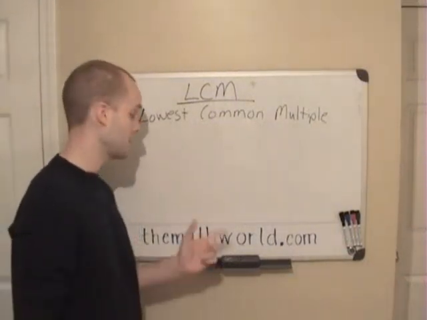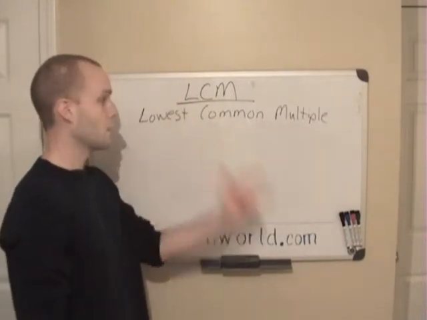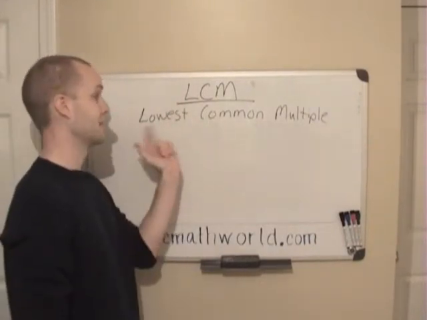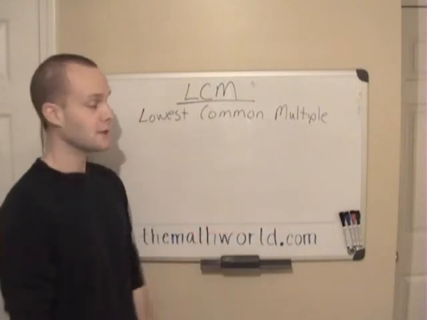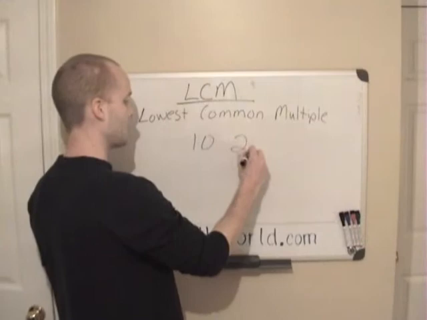Hey everyone, this is Kevin from themathworld.com, and today we're going to be going over LCM, or the lowest common multiple. You may have heard of it as the least common multiple. And the first thing we're going to take a look at is two numbers. We'll say 10 and 20.